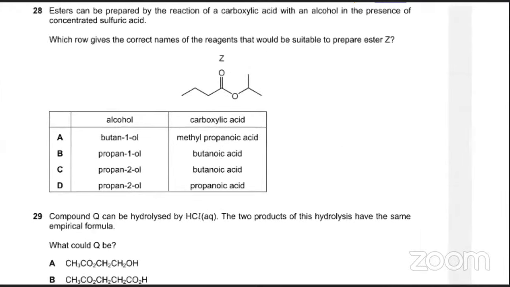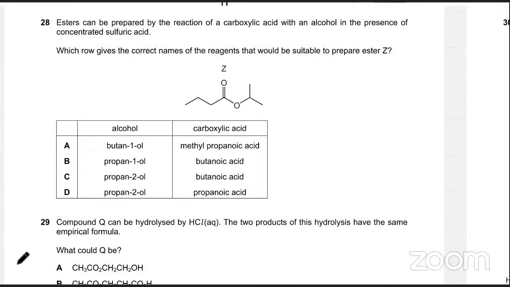28. Okay, esters. This must be easy. Esters can be prepared by the reaction... Which one gives the correct names of the reagents that would be suitable to prepare this ester? To make this ester, just break it. Figure out what this side would be: carboxylic acid. The double bond O means the original reagent must be a carboxylic acid. It's going to be butanoic acid, 4 carbon atoms, with double bond O and OH.